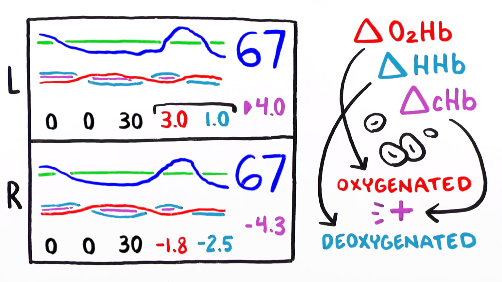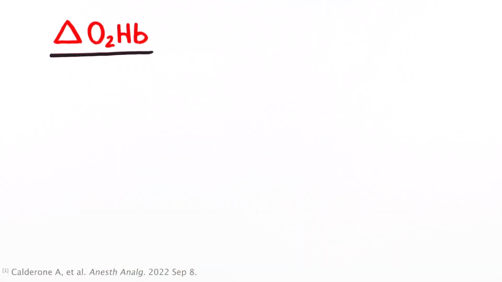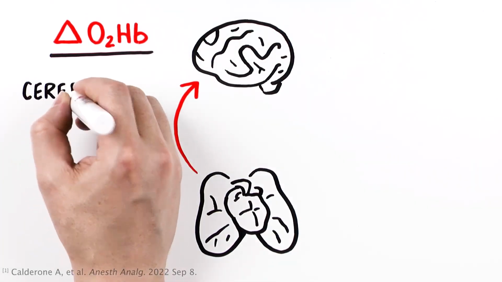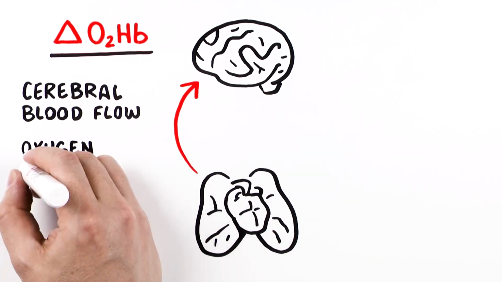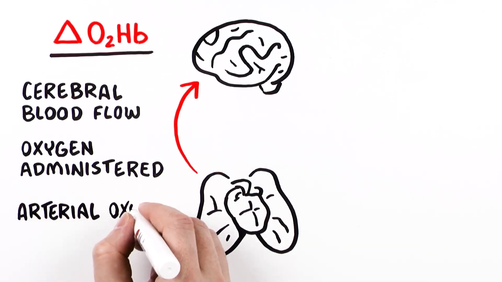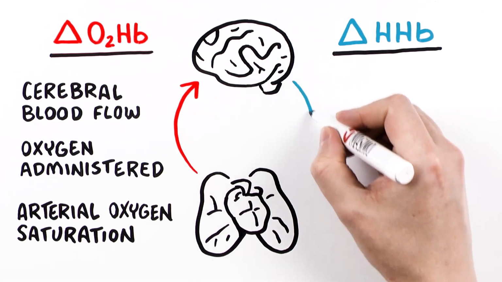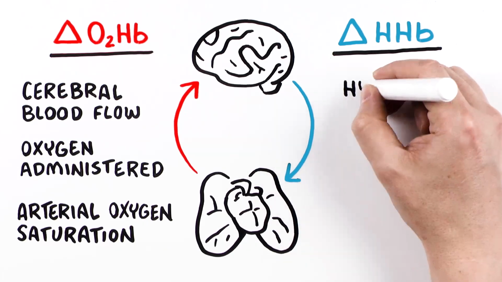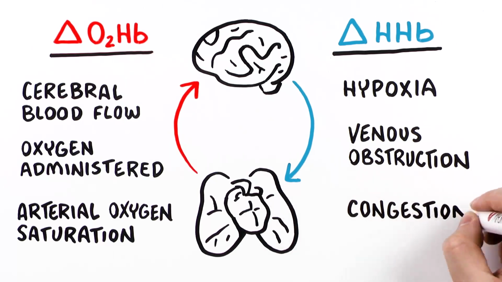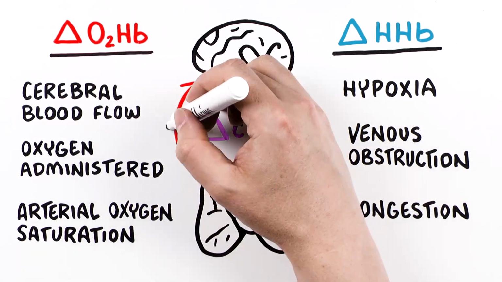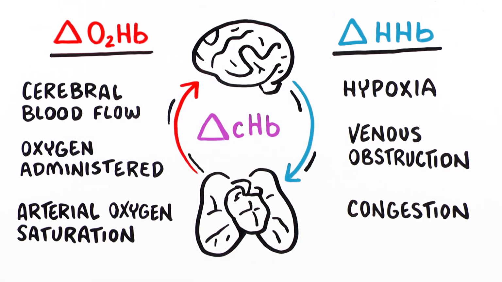and ΔHHb. In a case series published in 2022 in collaboration with the Montreal Heart Institute, researchers concluded that the ΔO2Hb has been found to change with the arterial component of cerebral blood volume, potentially due to changes in cerebral blood flow, the percentage of oxygen being administered, FiO2, or arterial oxygen saturation, SaO2, while ΔHHb has been found to change with the venous component of the blood volume, potentially due to hypoxia, venous obstruction, or congestion, among other factors. The combination, or ΔcHb, has been found to help clinicians further see changes in cerebral blood flow.